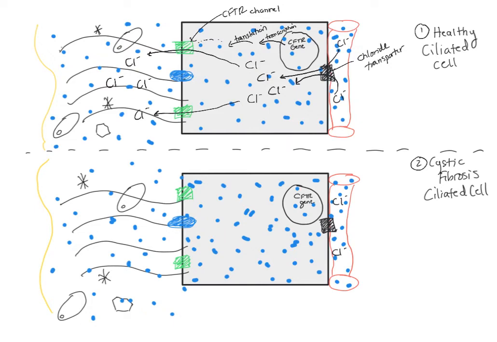Okay. Now, in the case of a cystic fibrosis ciliated cell, the CFTR gene is mutated. So you're still going to get transcription and translation, and that protein is still going to find its way to the membrane. However, it's going to be shifted. It's going to be changed in shape. So it's going to be there, but it's actually going to be closed. It's not going to be functioning. So I'm going to indicate that with an X. That's a mutated CFTR channel.